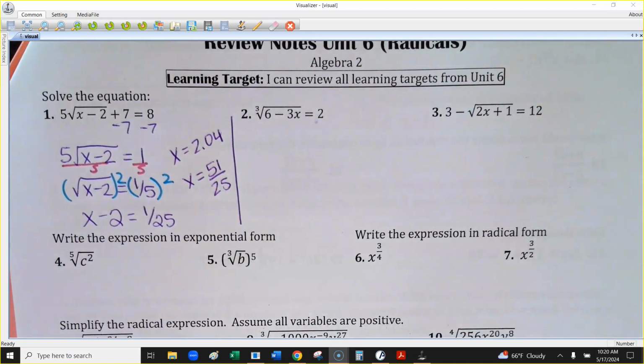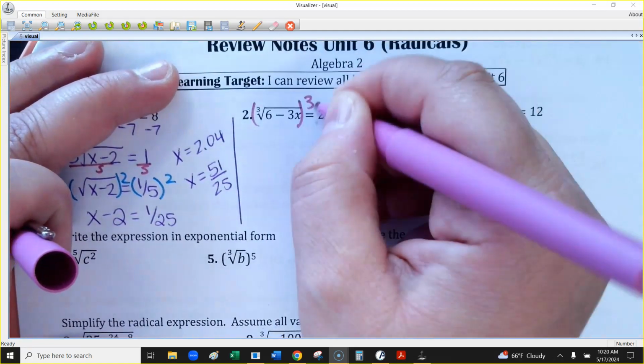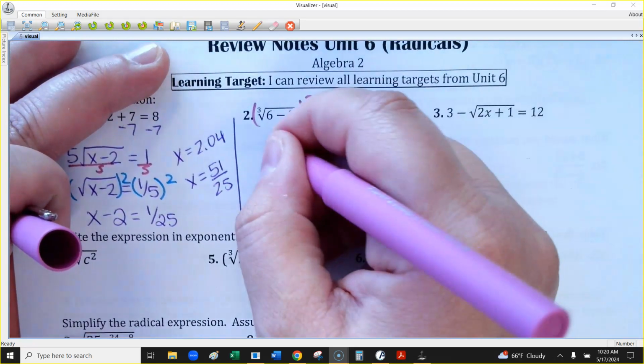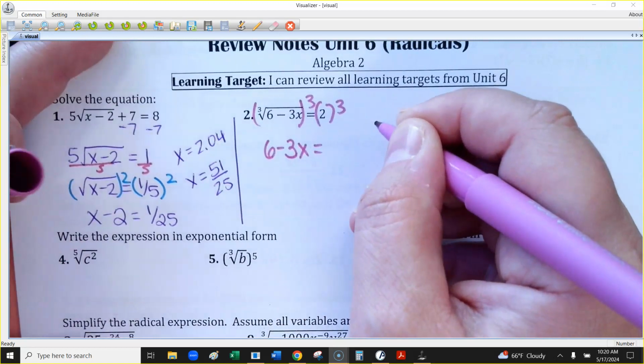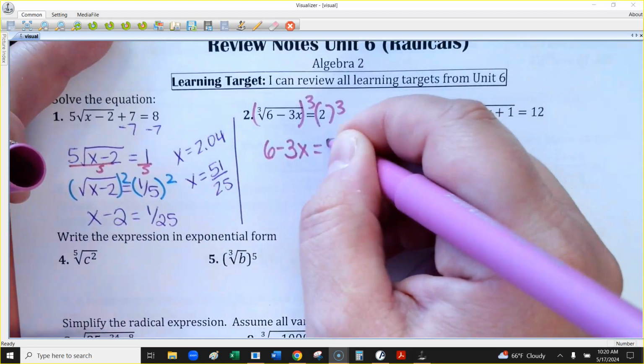Okay, my second question, I have a cube root. How do you get rid of a cube root? Cube, yeah. Okay, so I'm just going to take both sides to the third power here. It's the only difference. So the third root and the third power just cancel each other out. Anybody remember 2 to the third power? 8. And then this is just a normal equation.